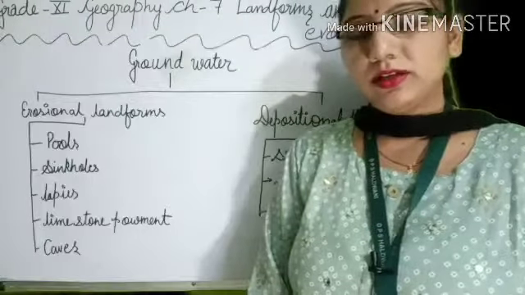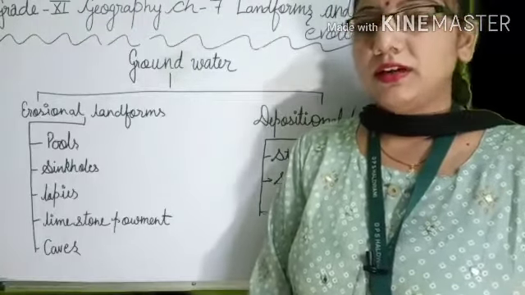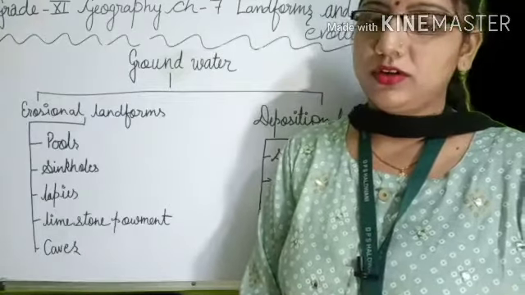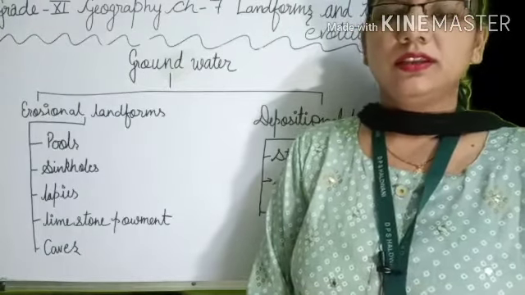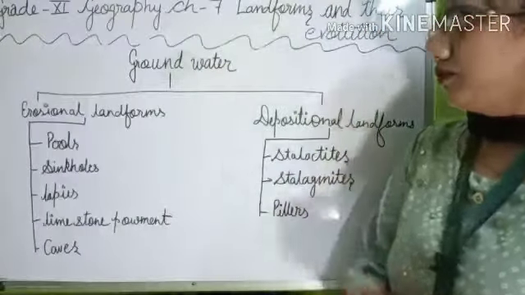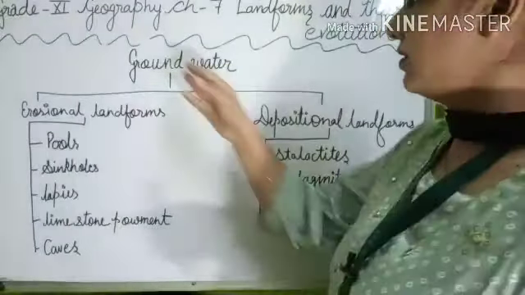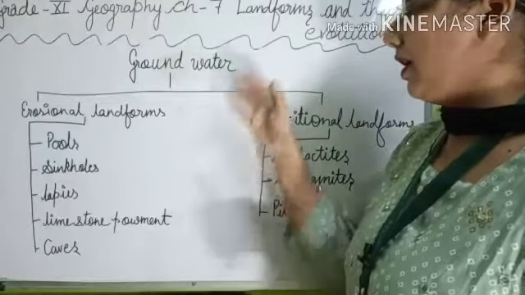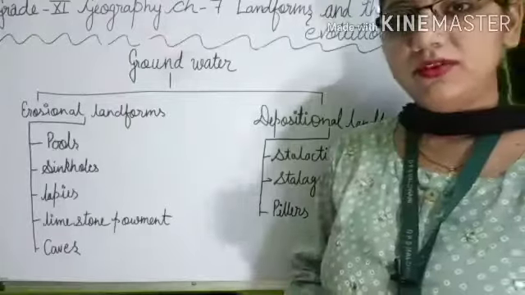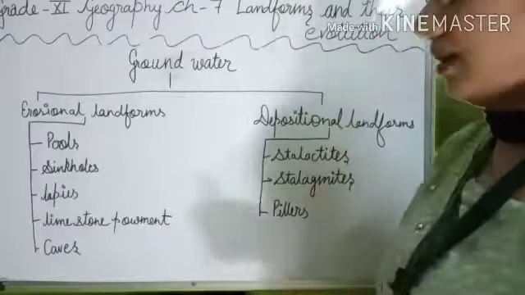Welcome back, students. Till now we have studied the landforms which occur due to running water. Now we will see the landforms which occur due to groundwater. First of all, we will see what groundwater is and how it forms landforms. Then after that we will see these types of landforms.